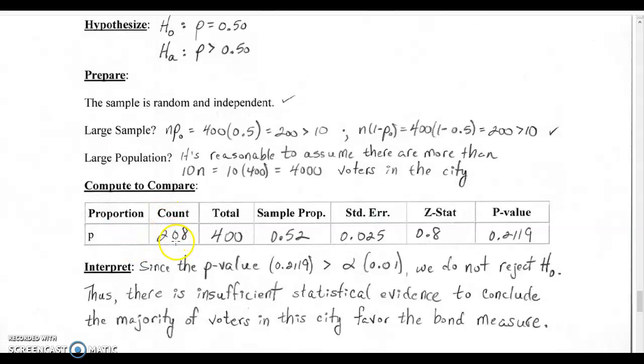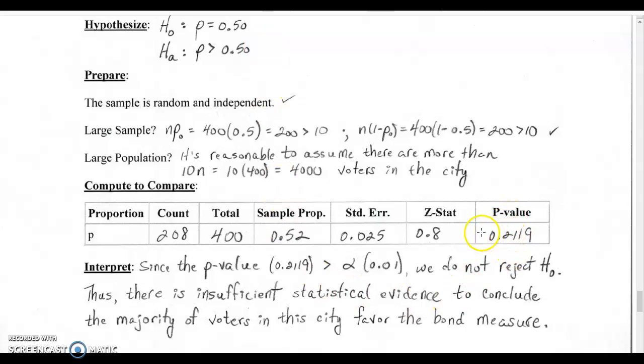I get my 208 successes out of a total of 400. It comes out to a sample proportion of 0.52. The standard error then is 0.025, and it gives me a test statistic, a z-stat, of 0.8. Not a very surprising test statistic. That means our sample proportion 0.52 is only 0.8 standard deviations above our null of 0.5, assuming the null is truly the middle of the normal distribution.